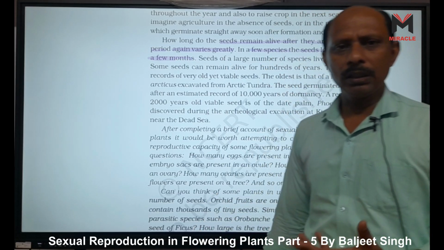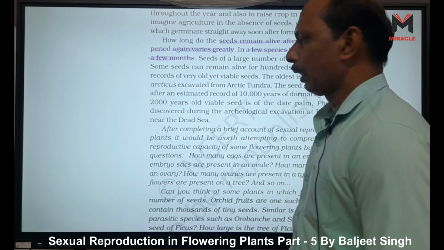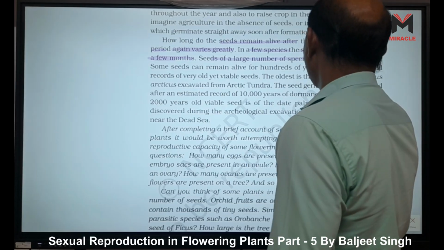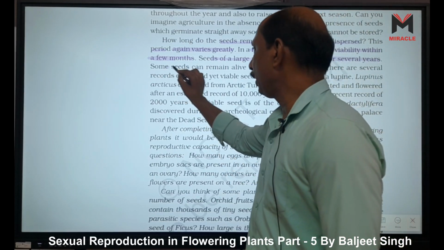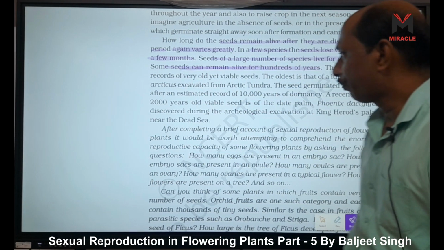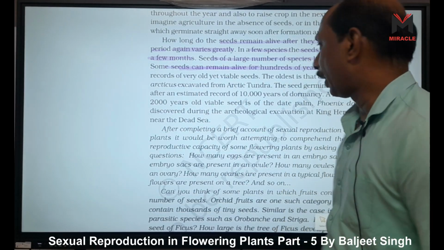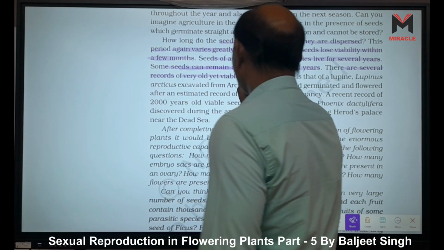Already we discussed viability in pollen grains, like 30 minutes in the case of cereals, wheat and rice. Seeds of a large number of species live for several years, mostly several years. Some seeds can remain alive for hundreds of years. Two examples are given, which will astonish you. There are several records of very old yet viable seeds.